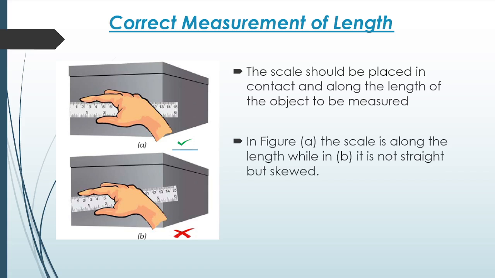So in figure A, the scale is along the length, while in figure B, it is not straight or it is skewed. Skewed means it is not straight.